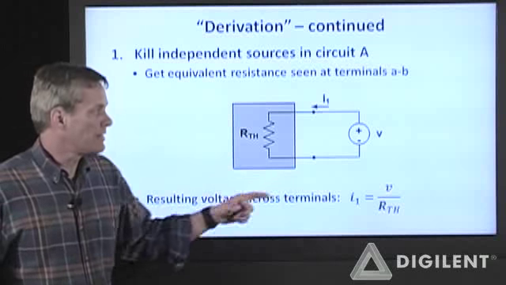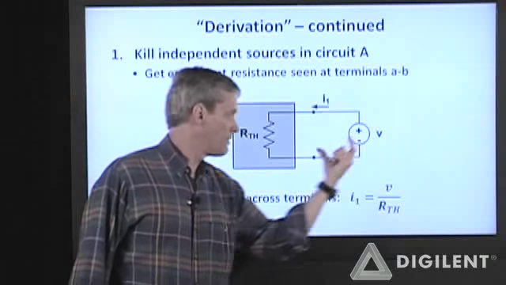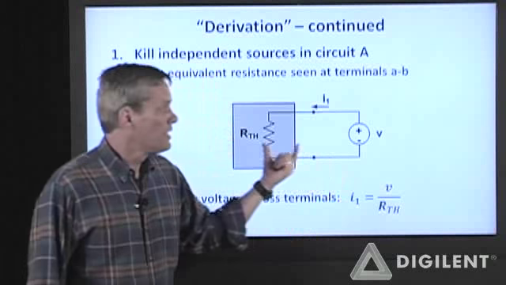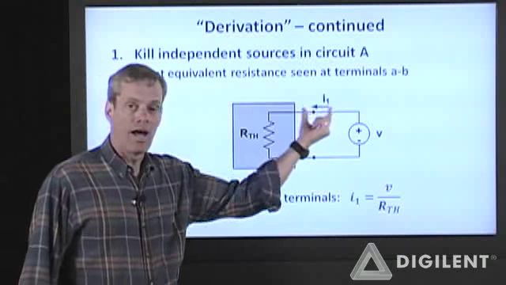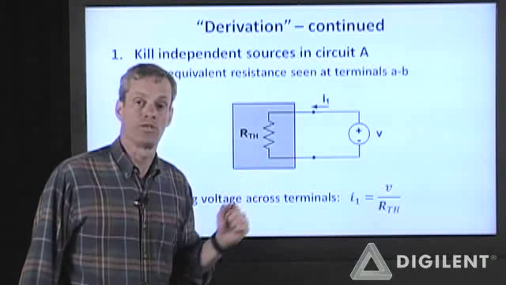If we do that, this current I1 is now just the voltage difference over RTH according to Ohm's law. Now we're going to go ahead and find the current due to the sources within circuit A.